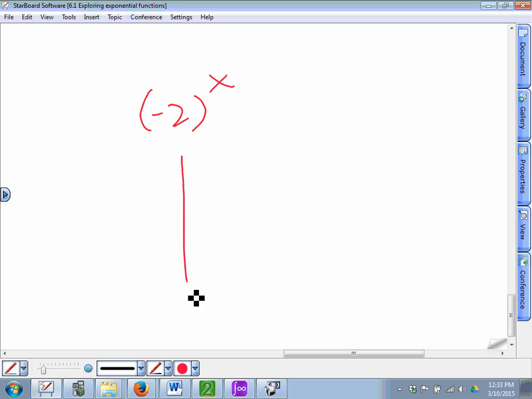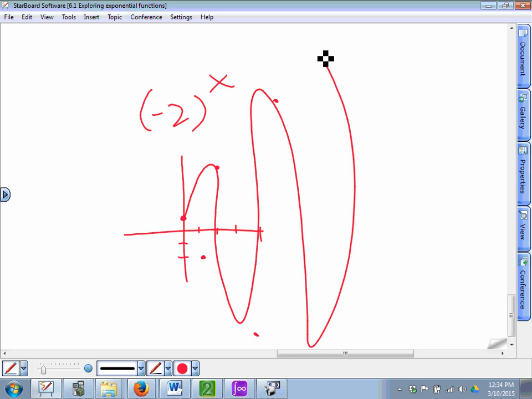Here's why. If we graph this, what's negative 2 to the 0 power? 1. What's negative 2 to the first power? Negative 2. So we'd have 1 comma negative 2. But what's negative 2 squared? 4. So now we'd have 2 comma 4. What's negative 2 to the third power? Negative 8 will be down here. Negative 2 to the fourth power? 16. So it just keeps going. You see how it's not exponential. The base can't be negative. Does that answer your question? The base has to be greater than 0.